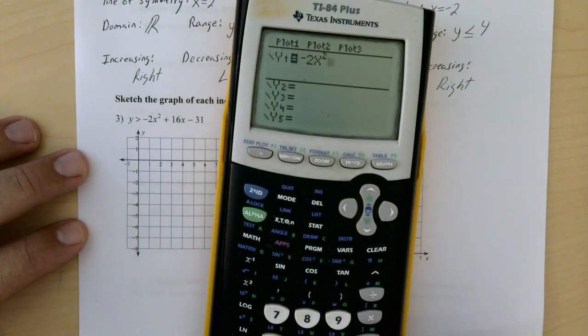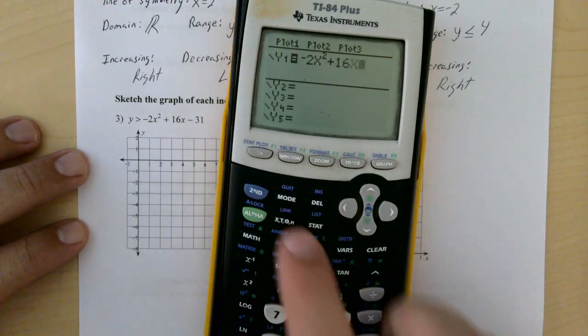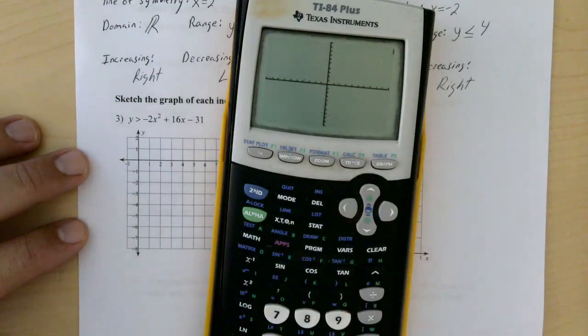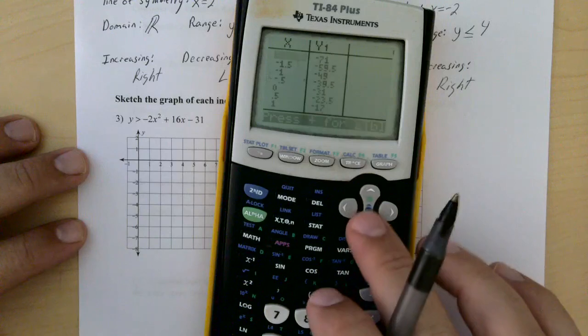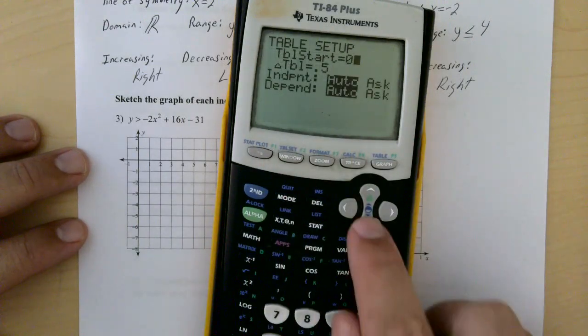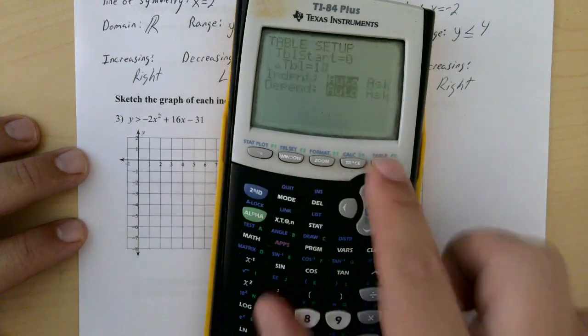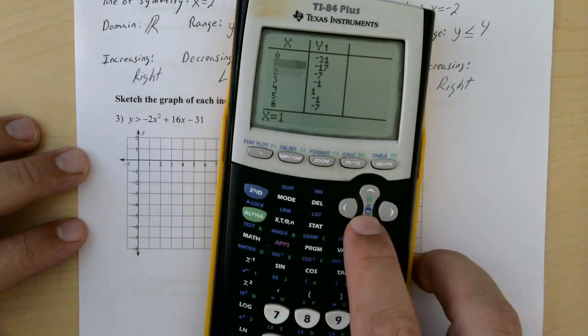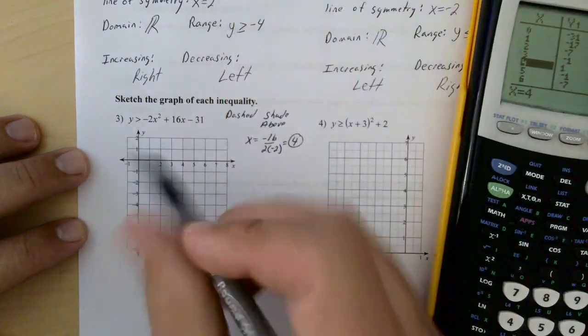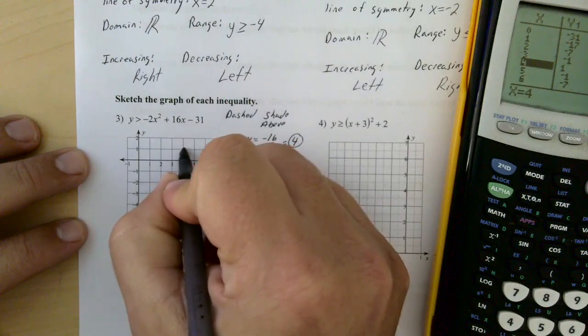-2x squared plus 16x minus 31. I can see what the graph looks like. Okay, I know it's going to be a reflection, so it's going to open down. And I'm just going to position my table. On my table, I need to reset this. We're going to go by ones. So when I go to my table, I can see when x is 4, y is 1. Okay, that's going to be my maximum.